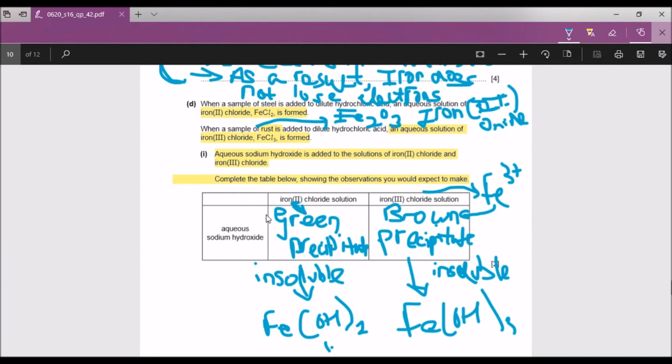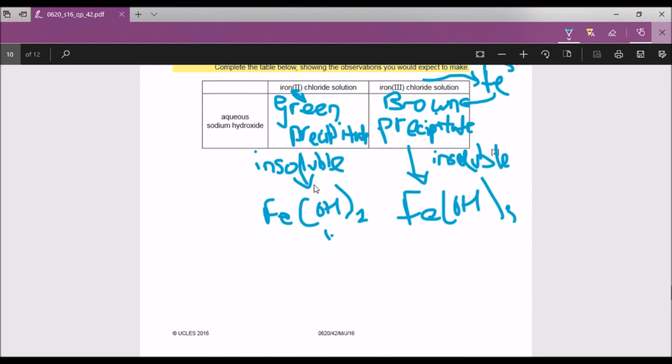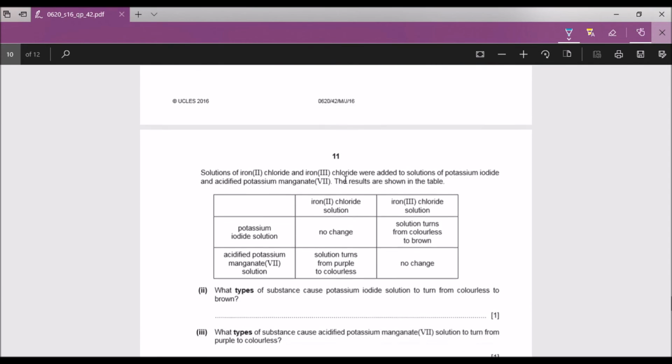This is qualitative analysis of chemistry, and it's always asked in paper 6, the alternative to practical. They generally ask you questions like this. Iron salts are put in. So you need to remember that iron 2 always forms a green precipitate, and iron 3 forms a brown precipitate. So that's pretty much it for 2 marks.